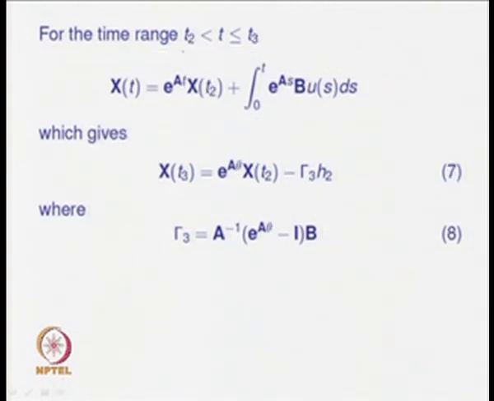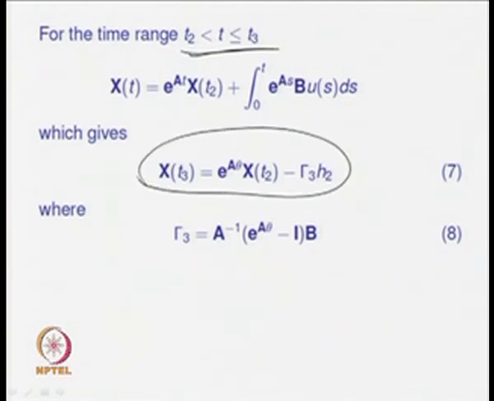So, for the next time range, the solution of the state equation is obtained in the form of x(t3) is equal to e to the power A theta x(t2) minus gamma 3 h 2, where gamma 3 is given as A inverse times (e to the power A theta minus I) B.